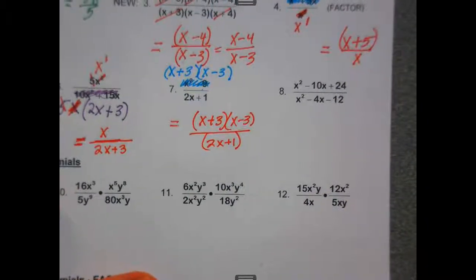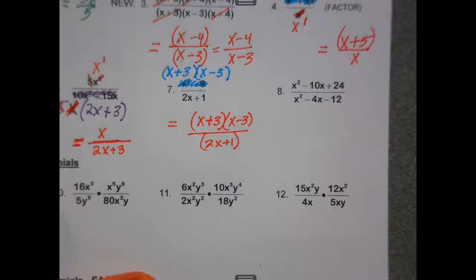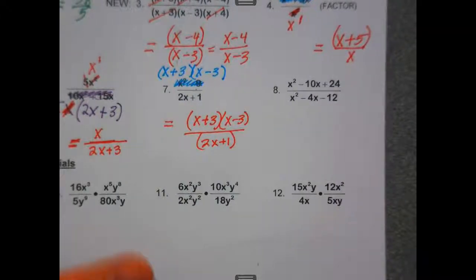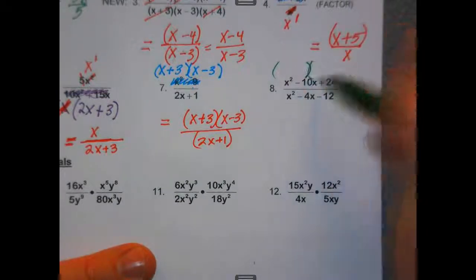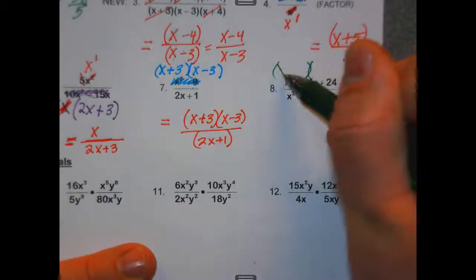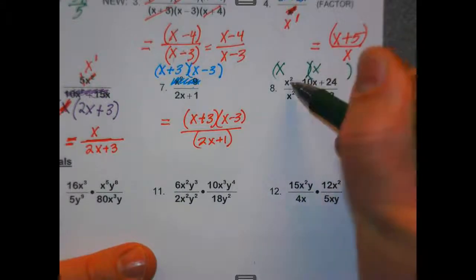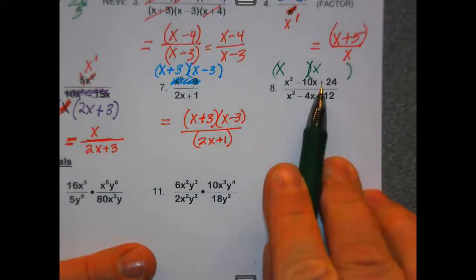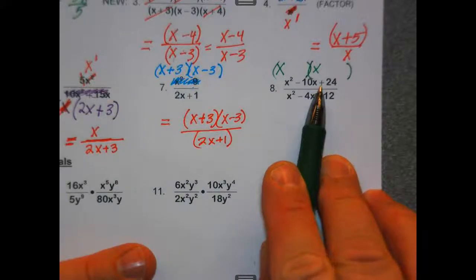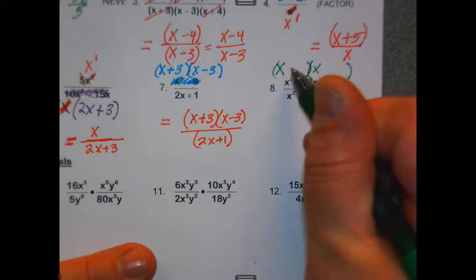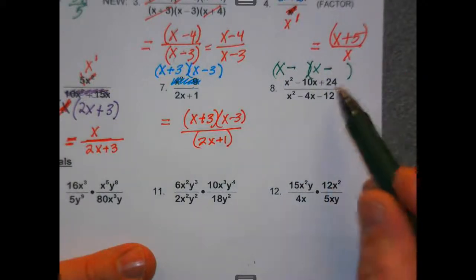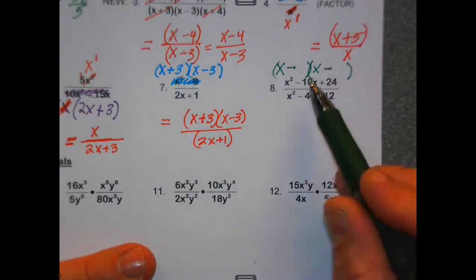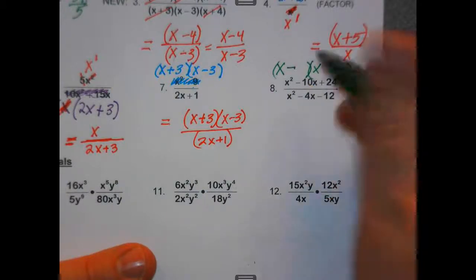Okay, number 8. Factor the numerator. See, x times x gives me x squared. It's a positive, it's a negative, so they multiply to a positive but add up to a negative, so they have to be negative times a negative. 2 factors of 24 that add up to 10: 6 and 4.